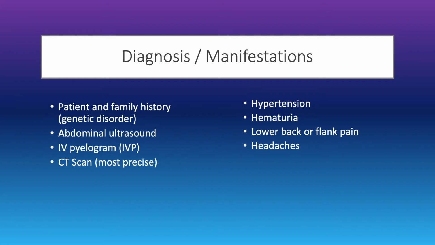Manifestations seen are things such as hypertension, which is that increased blood pressure, in this case due to the damaged kidney. Also hematuria, which is the blood in the urine, occurs due to the rupturing of the cysts, and lower back or flank pain. And this will all point to that renal discomfort. Headaches will be seen as well, and this disorder can eventually progress to end-stage renal disease, and that's going to be discussed in Renal Disorders Part 3 under the topic of CKD, chronic kidney disease.